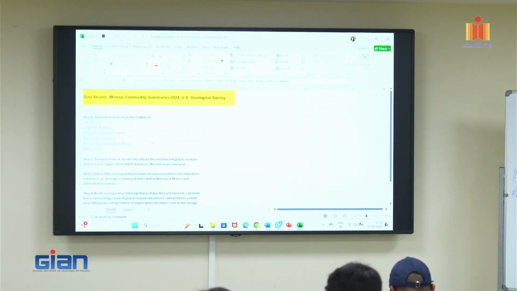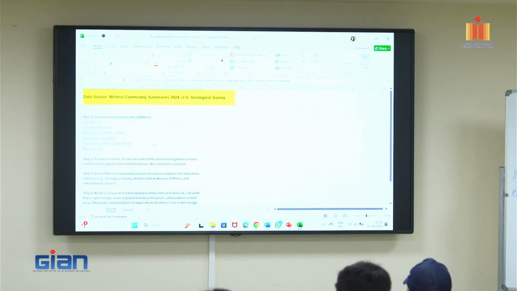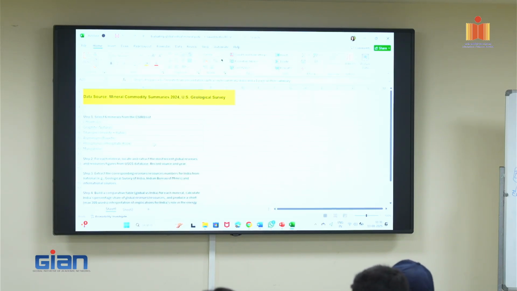Hi everyone. So our first job was to select 6 minerals from the CSIR list, and from that list, we have selected lithium, graphite, which is natural, titanium. They have two variants, ilmenite and rutile. I also got to know yesterday, and aluminum.